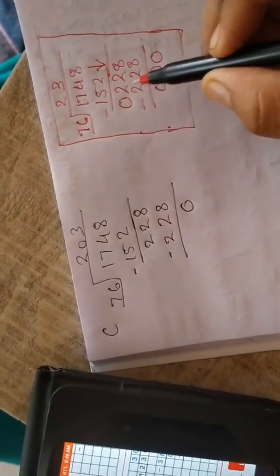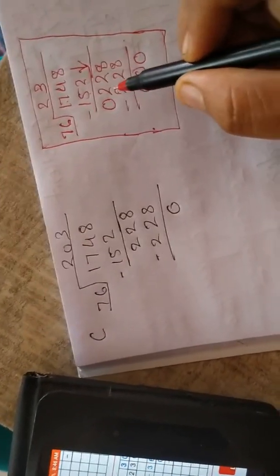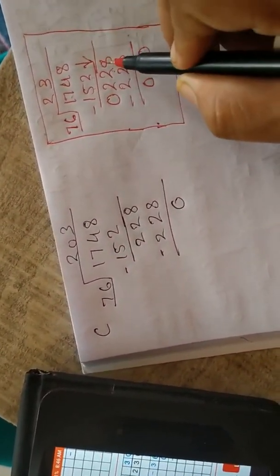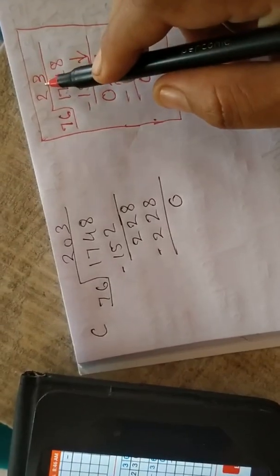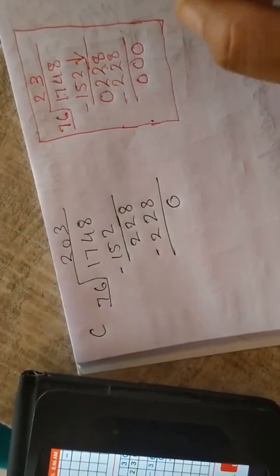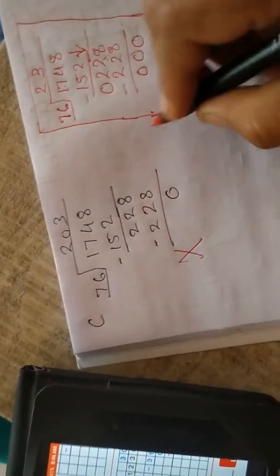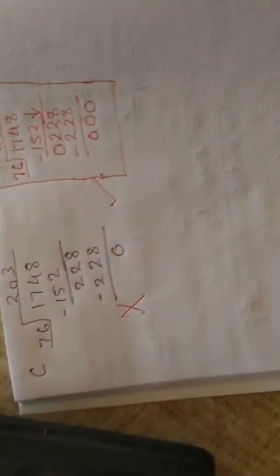So whenever we do the division, here the answer is 22, we bring down 8, so there is no need to put the 0 in the quotient. That's the reason the answer is 23. So this sum is wrong and this one is the correct one. Now students, I'll give you 1 minute, so you have to complete your work.